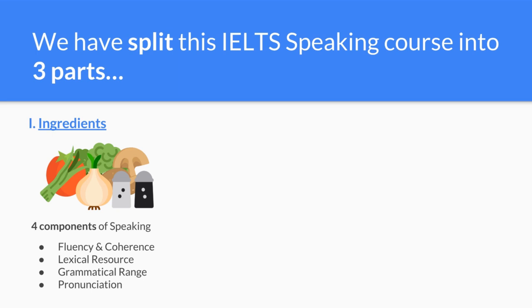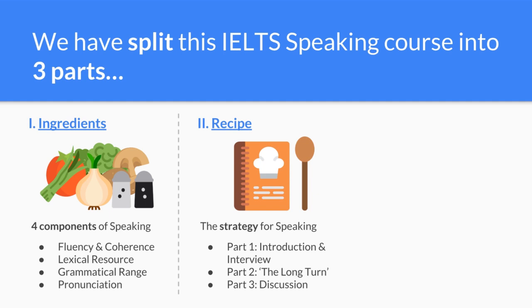Okay, so we've got our ingredients, and now we need to consult our recipe book. So in part 2 of this course, I'm going to lay out the exact step-by-step strategy for getting a high score on your speaking section. I'm going to discuss exactly how you should be answering different questions and the things that you should be doing and the things that you should not be doing in order to ensure a good grade. So when we're talking about these strategies, first I'm going to show you how to answer part 1 of the speaking section, then we'll discuss part 2, and finally part 3.